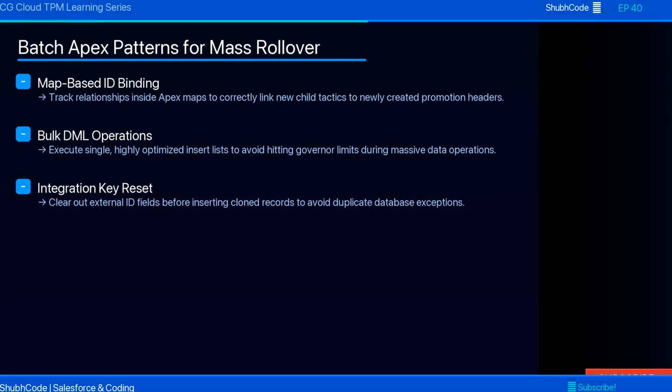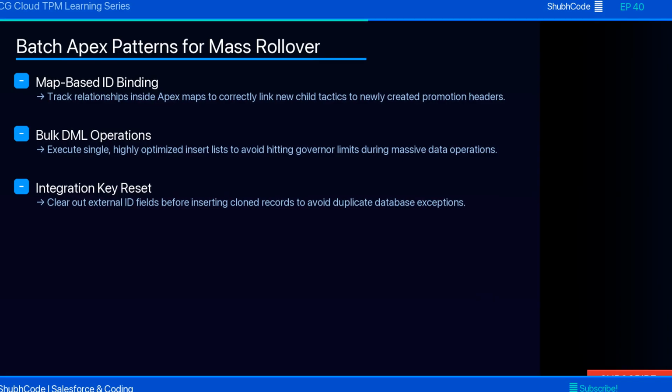Let's look at the core code pattern for our batch copy engine. We design an iterable batch Apex class that queries source promotions and structures them as virtual wrapper objects. Instead of inserting records one by one, we insert parents, collect their new IDs, map them back to the cloned child tactics, and perform a bulk insert. Here is a quick code pattern. We loop through children, set parent ID equals parentMap.get(old ID), and clear out unique integration keys to avoid duplicate key exceptions. This bulkified approach keeps transaction limits healthy.